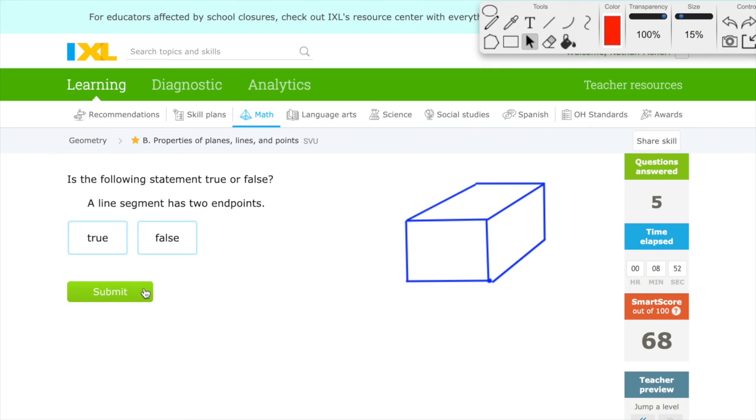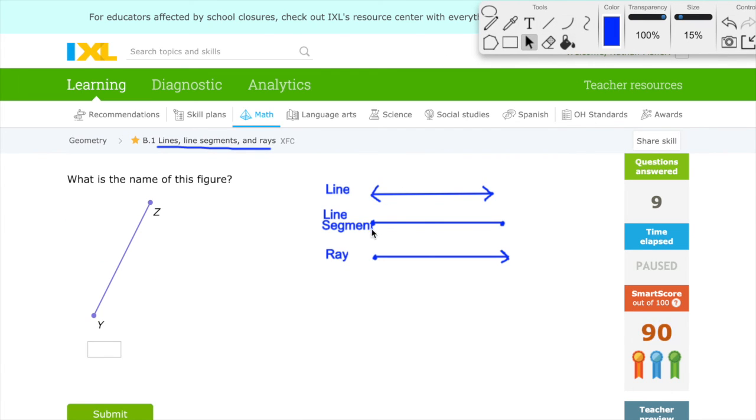A line segment has two endpoints. Okay, that's what we just got done talking about. The segment does have two endpoints. A stopping point and a stopping point. So that one is true.